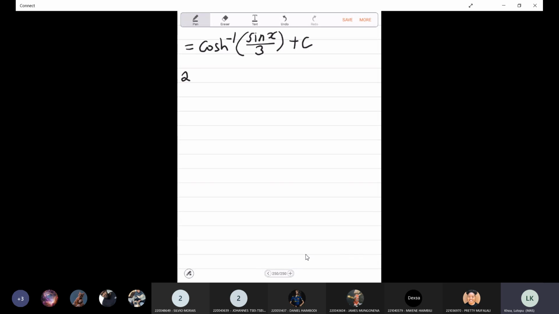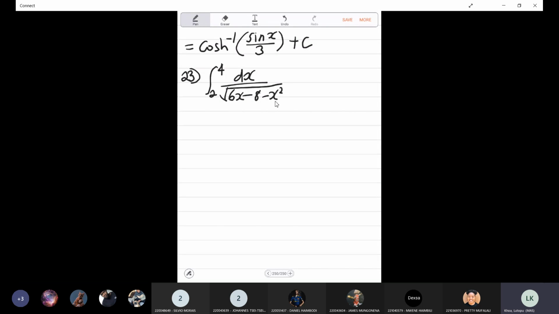Number 23 is a definite integral, so we're integrating from 2 to 4. We have dx over the square root of 6x minus 8 minus x squared. So we said whenever you have a quadratic expression in this form, what you need to do is complete the square and then have it as 1 plus or minus something squared.